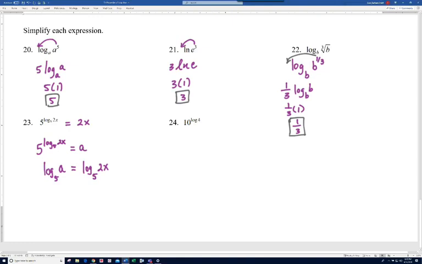Now you can see that these two logs are equal, and they both have base 5 as their base. So wouldn't it make sense that a and the 2x must be equal? So a equals 2x. And so our answer is 2x. All right, so I would encourage you to try 24. It's essentially the same problem, just a little different.